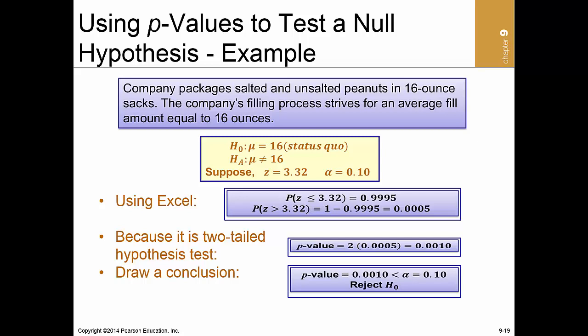1 minus the probability that we found equals 0.0005. Since there's two tails, we'll multiply that by 2. So the resultant would be 0.0010, which is less than our alpha of 0.10. You can also see that it's not just a little less, it's significantly less. So it gives you that measure of extent to which the data disagree. So here we would reject the null hypothesis.